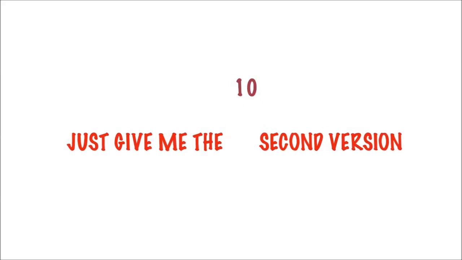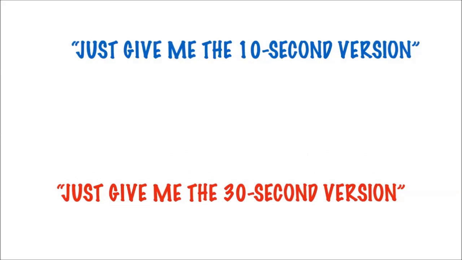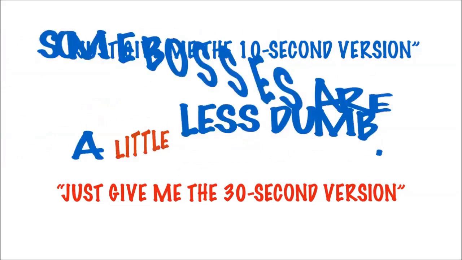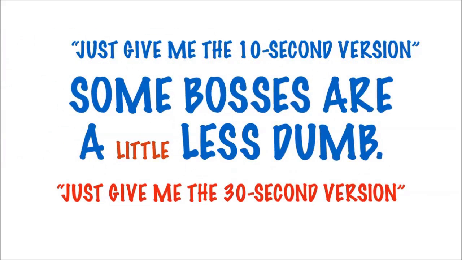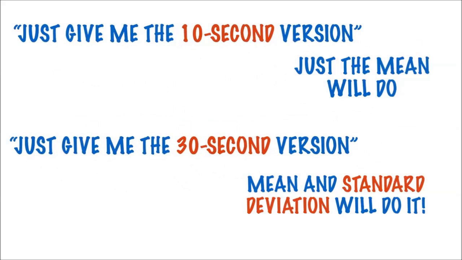Every now and then, we get a rare specimen of a boss who's a little less dumb. This boss says, give me the 30-second version. Clearly, a 300% increase in the attention span of your boss merits a substantial increase in the amount of information that you give him. For such a boss, give him not just the mean, but also the standard deviation.